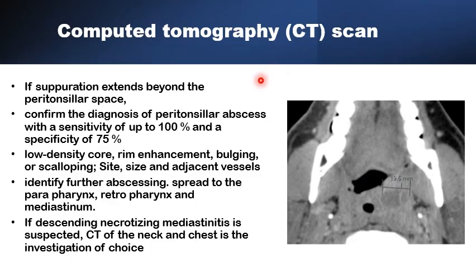If there is any suspicion of spread of the quinsy beyond the peritonsillar space, or in cases of recurrent quinsies not responding to management, a computed tomography scan can be useful. It would confirm the diagnosis of the abscess in almost 100% of the cases. It's very sensitive but less specific. It would show a low density area with an area of rim enhancement around it, and will also identify the big vessels around the quinsy, and would detect any spread of the suppuration into the parapharyngeal space or the retropharyngeal space or beyond into the mediastinum.